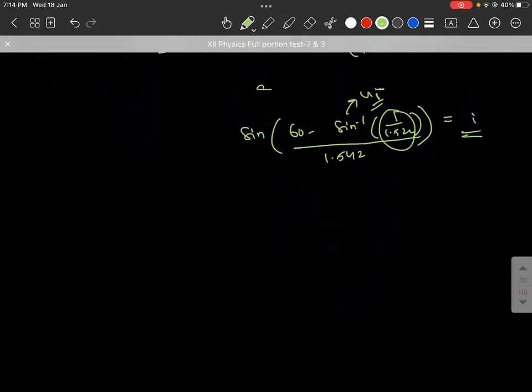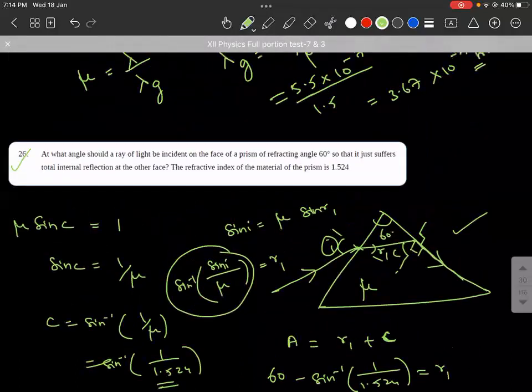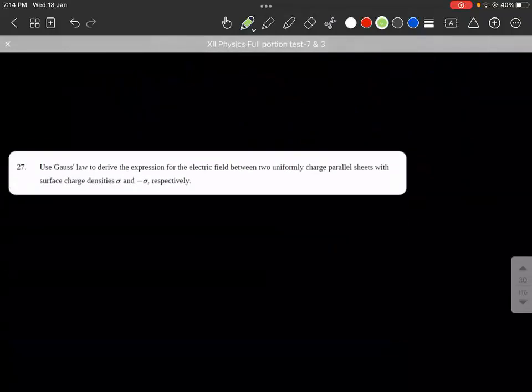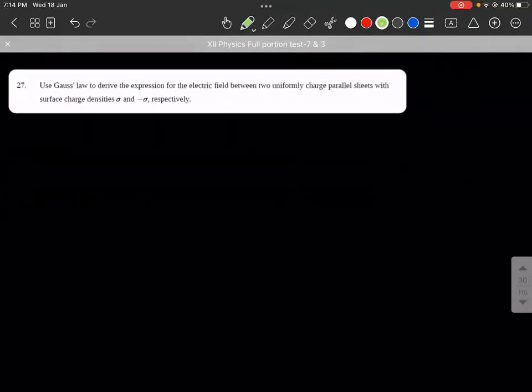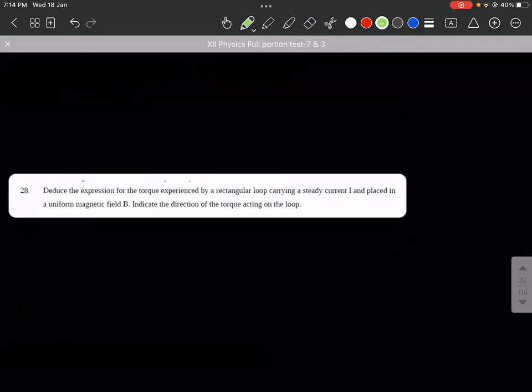Sir, for these, will they give the sine values? They should give you. Here it is not given, so you can leave it as sine inverse. Don't worry about it. They should give you, or else you can leave it as this value itself. So this is a derivation. I'm not explaining. This is also a derivation.